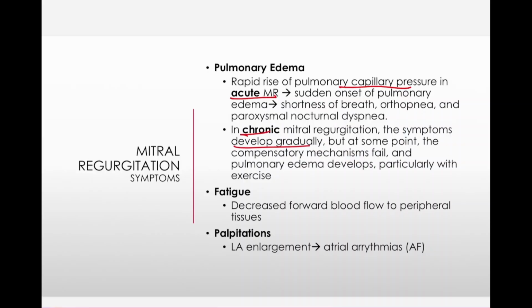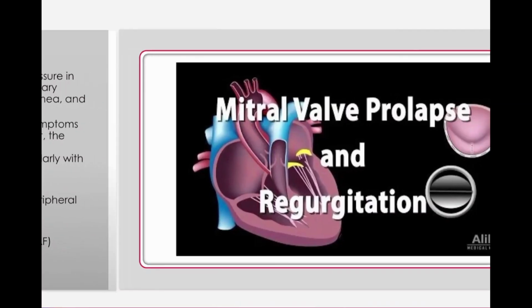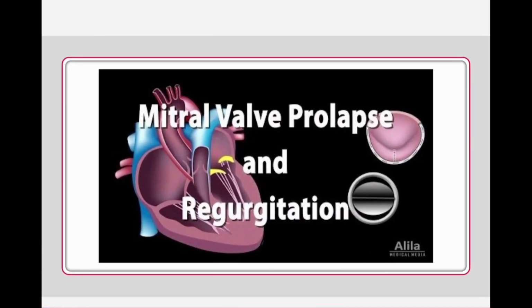If it's chronic, they're going to develop symptoms gradually. But again, if it fails, pulmonary edema and left ventricular failure symptoms occur because the MR backs up. Fatigue, because there's less forward blood going out; a portion of it is going back up into the atria, similar to aortic regurg. Palpitations due to left atrial enlargement again. So whenever you hear left atrium enlargement, think palpitations, atrial arrhythmias. The atrium doesn't like to get enlarged. It sends off a lot of weird signals, a lot of atrial tachycardias. Let's just listen to mitral valve prolapse, MR, and then we'll be done.